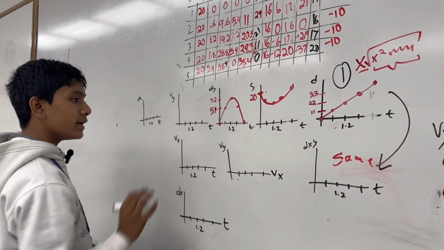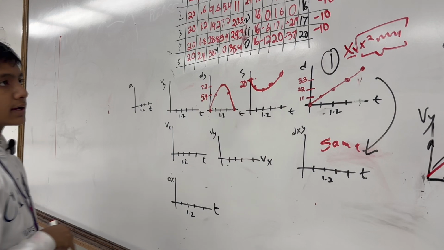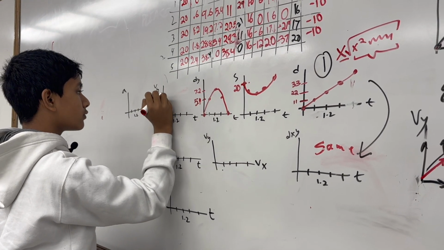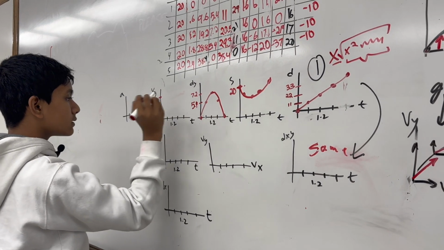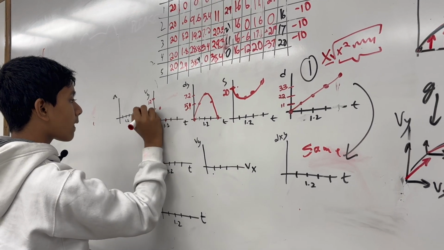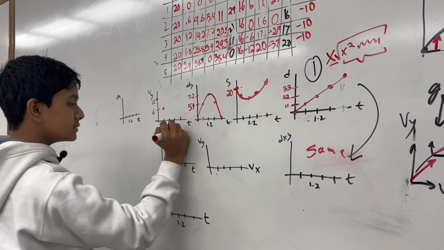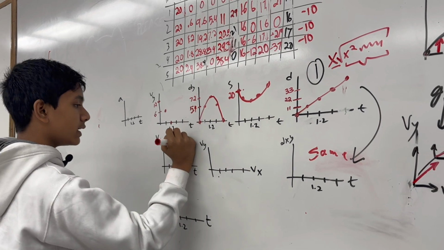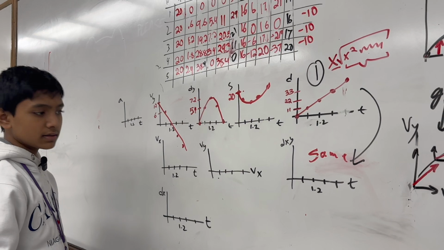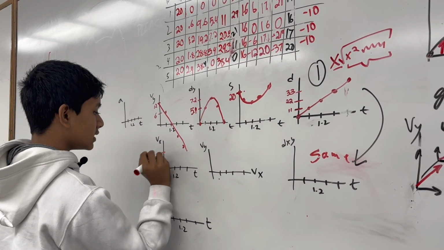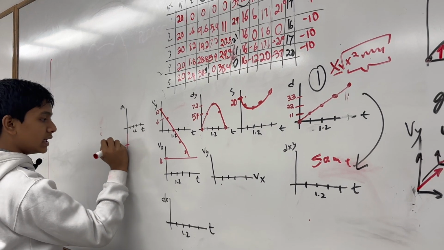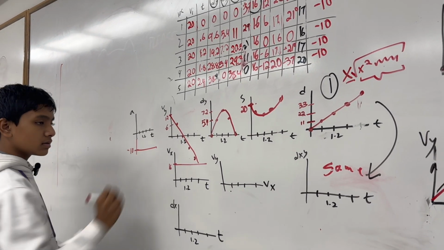Then Vy is just a line. It starts at 12 at 0, goes down to 6, goes down to 0, goes down to -6, goes down to -12. So it kind of gets in Vx's personal space, but Vx is just 16 the whole time. A is just -9.8 or -10 the whole time.